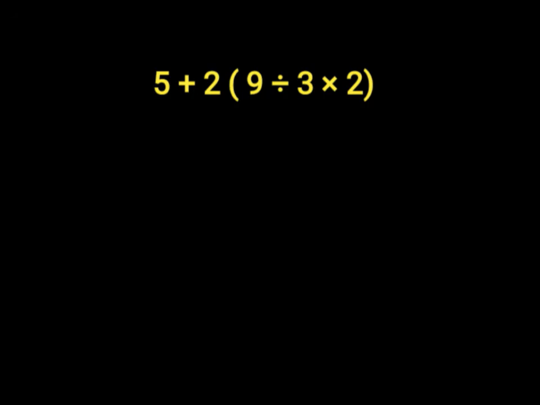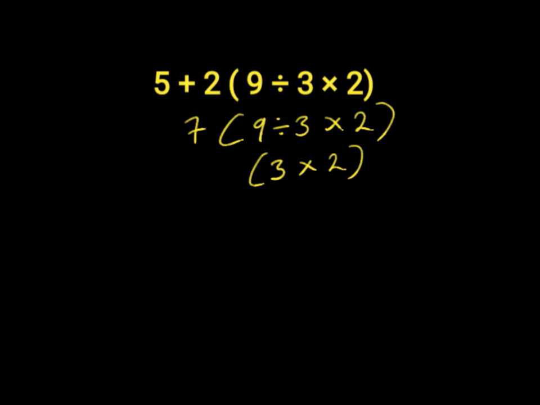5 plus 2 (9 divided by 3 times 2). 5 plus 2 will give us 7. Then we have 7 (9 divided by 3 times 2). Now (9 divided by 3) will give us 3. Then 3 times 2. Put it down in our parentheses.